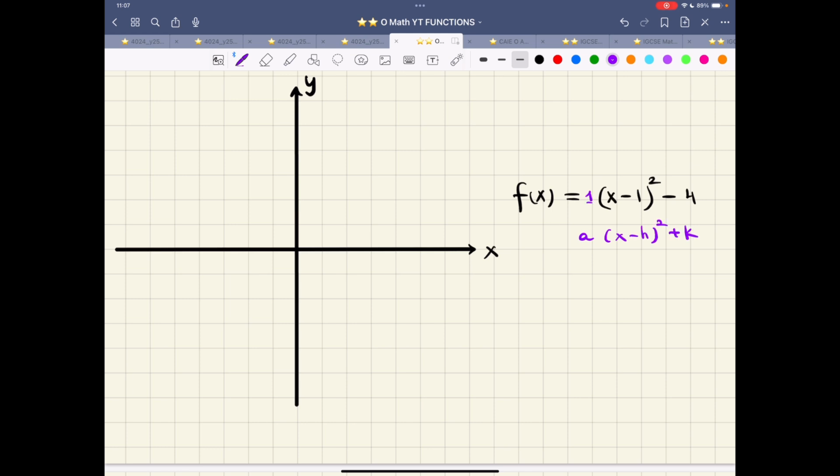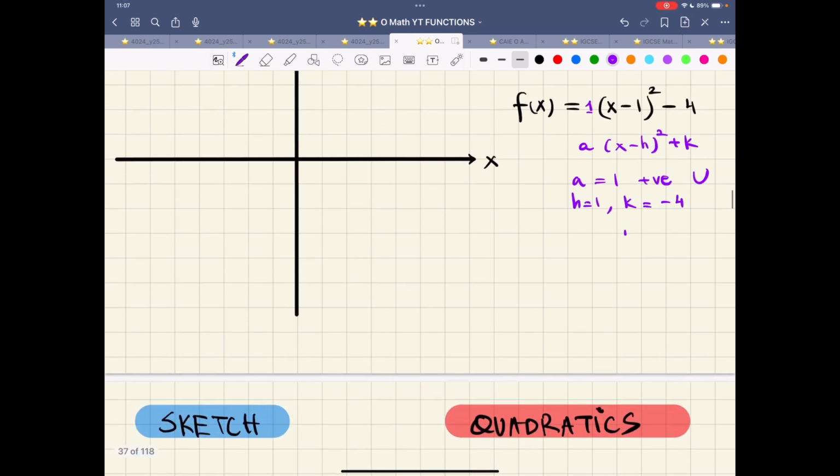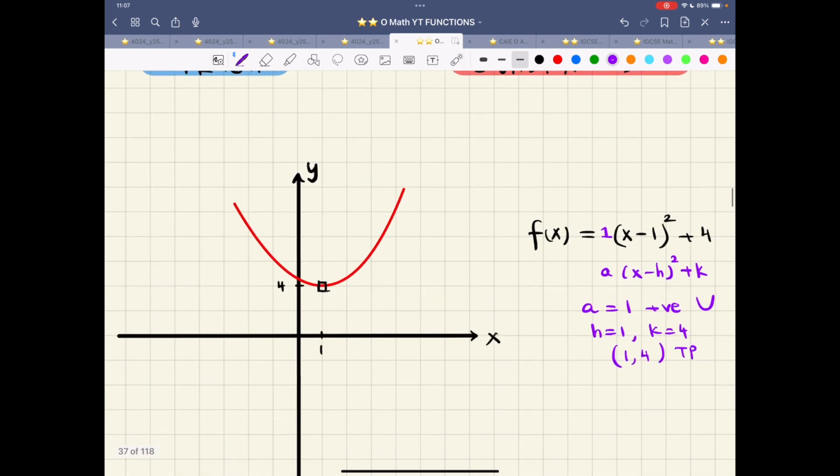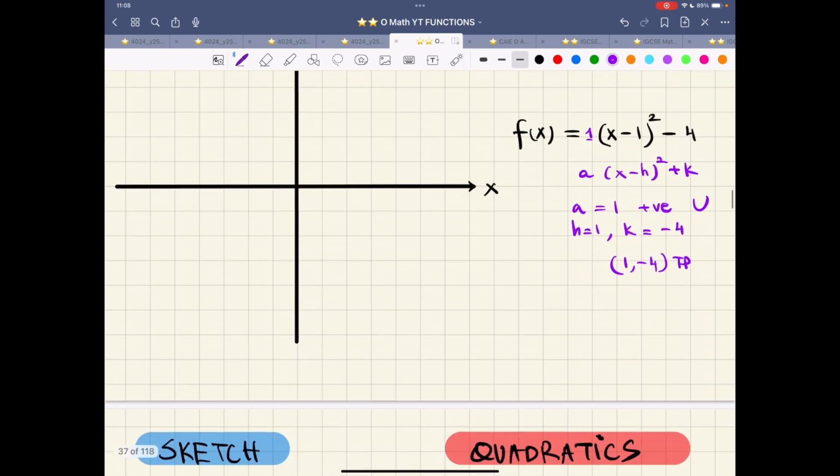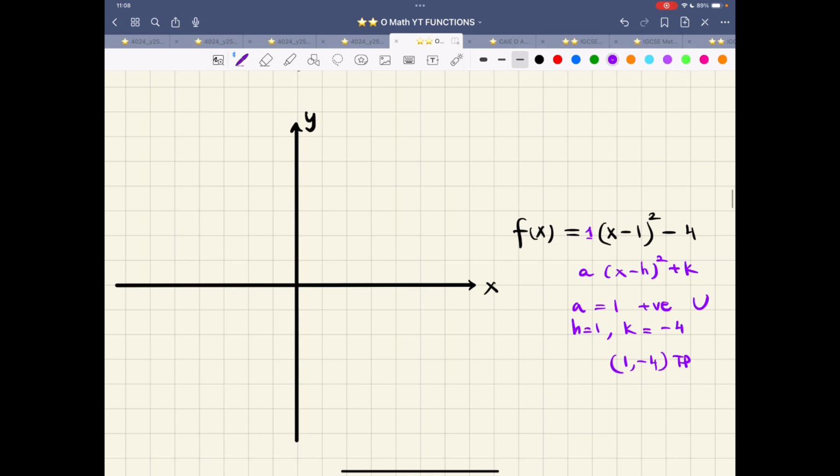Similarly over here, let me write underneath it a(x minus h) whole square plus k. Again, a is 1, that is positive, that's the shape. Now minus h is minus 1, so h is 1, but this time k is negative 4. So 1 comma negative 4, that's the turning point. Over here the turning point was 1 comma 4. Over here it's 1 comma negative 4. So let me write over here, this is 1 and this is negative 4.